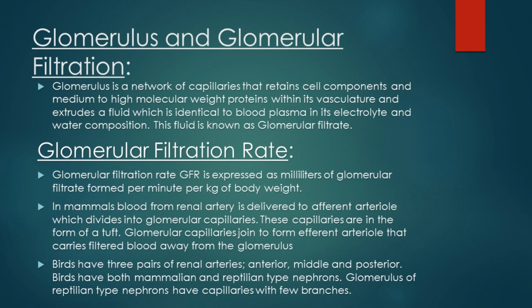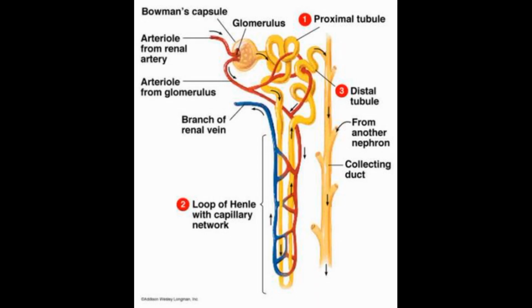As I have told you, the function of the glomerulus is to filter blood, so it is very important to know the pathway of the blood that comes into the glomerulus. The renal artery that enters the kidney branches into smaller arteries called afferent arterioles. These afferent arterioles then divide into glomerular capillaries, and these glomerular capillaries are drained into the efferent arteriole.